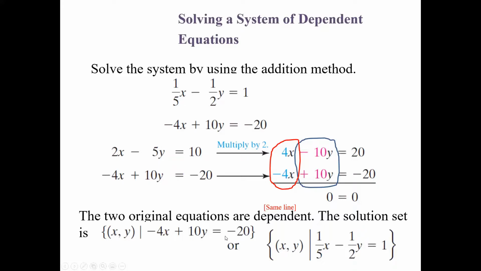Okay, how would you write up the solution for these identical lines? Any set of x and y values such that this is true or that is true.